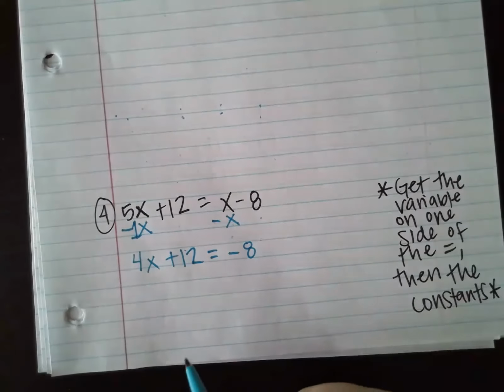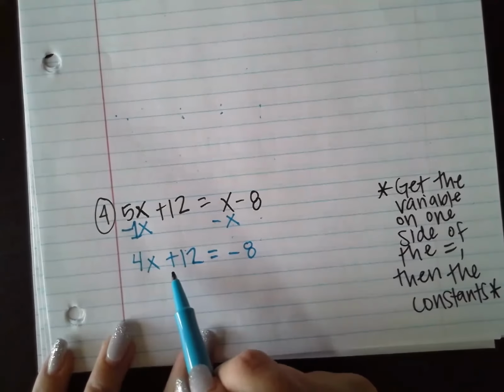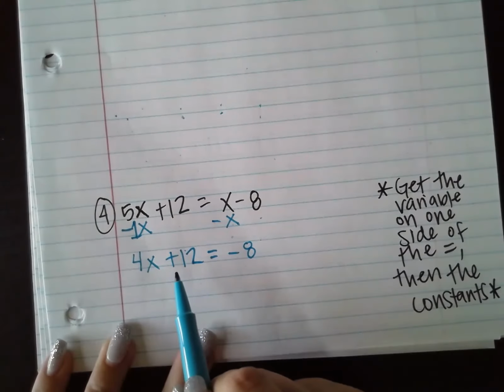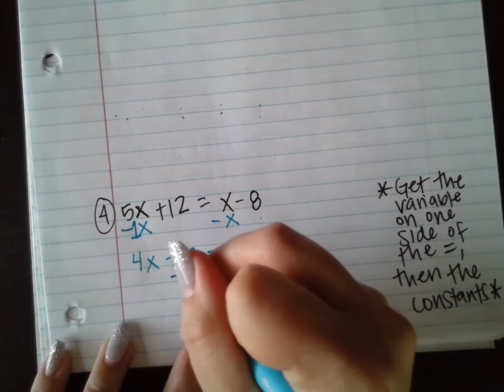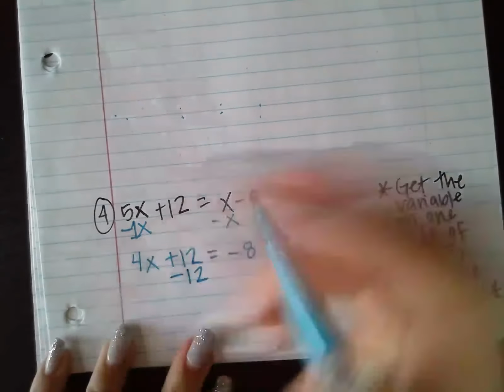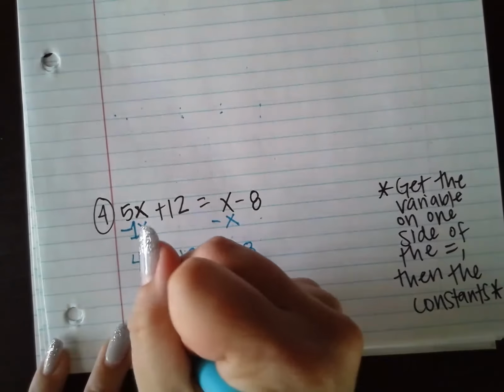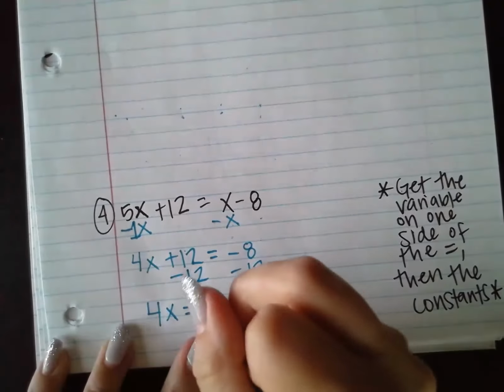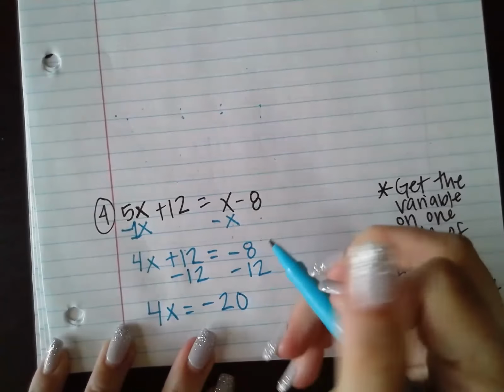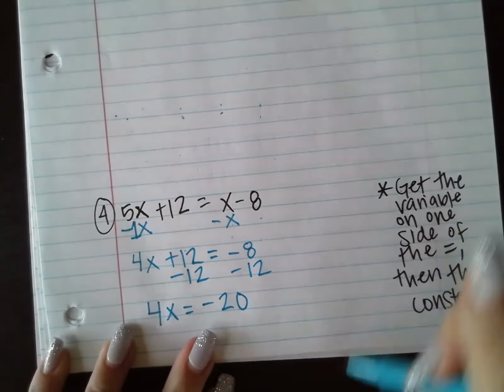Now we're going to get rid of the constant, which is 12. We're going to do the opposite or the inverse operation of addition, which is subtraction. So if I subtract 12 from both sides of the equation, my new equation is going to be 4x equals negative 20, negative 8 minus 12. We're going farther in the negatives.